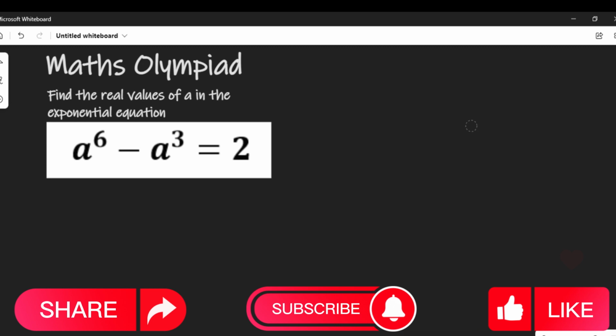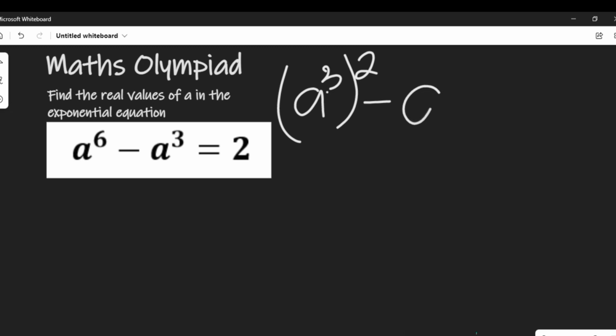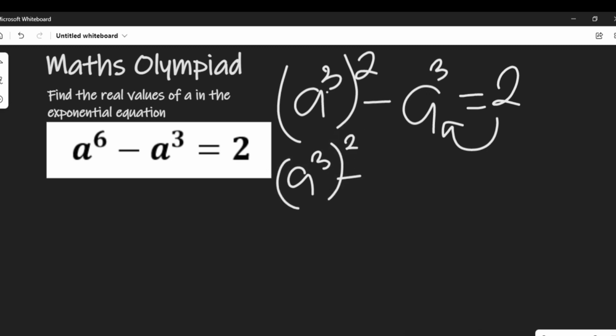Now, to solve these questions, we are going to do some gradual simplification or factorization. A raised to power 6 will become a raised to power 3 all squared, because 3 times 2 is equal to 6, minus a raised to power 3, and that will be equal to 2. So we'll bring 2 to this part to become minus 2. So we'll have a raised to power 3 squared minus a raised to power 3 minus 2 equal to 0.